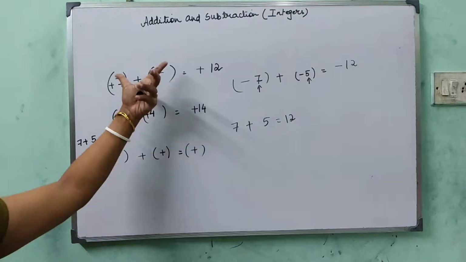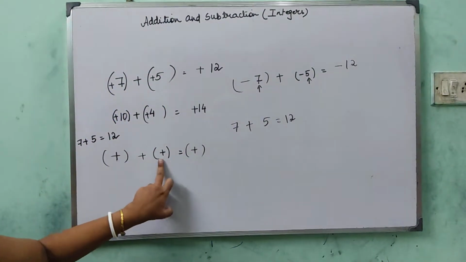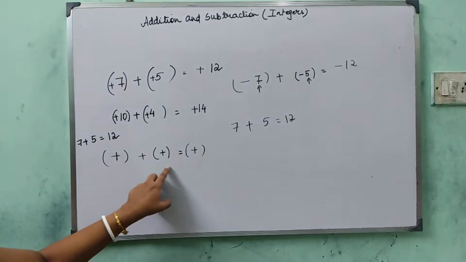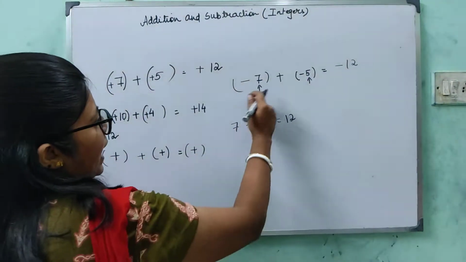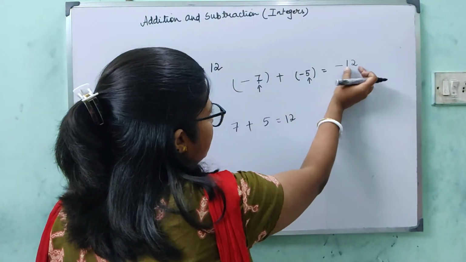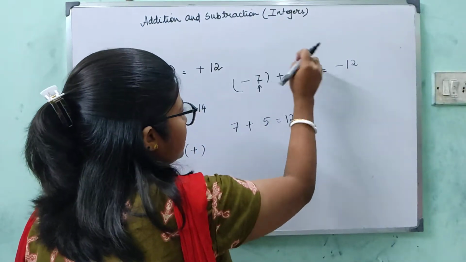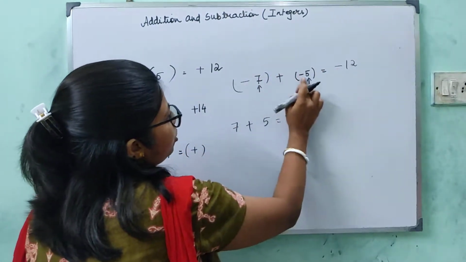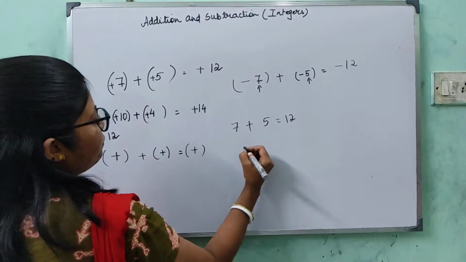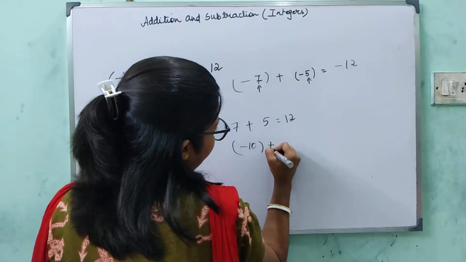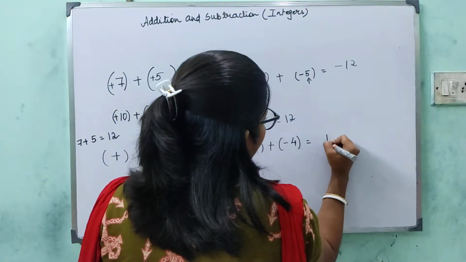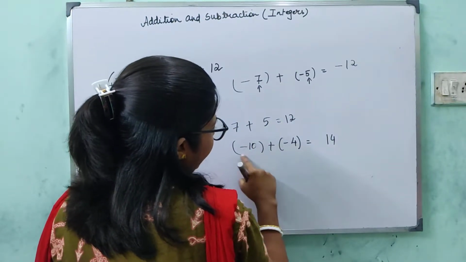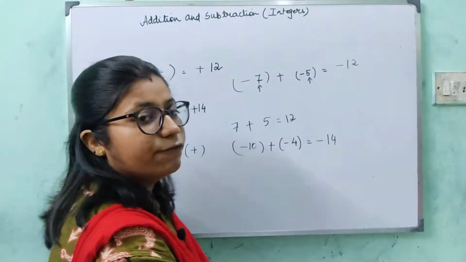Just following this format. We were adding two positive integers. The result was the sum of the two numbers and the sign which the two numbers carried here. Here also same, we are adding two negative integers. What is the answer? The answer will be the addition of these two numbers without thinking of the sign, and what will be the sign? The sign will be the common sign that the two numbers are having. Similarly, if I add minus 10 and minus 4, we get 14, because if I add 10 and 4, I know it is 14. And what is the sign both of them are having? Negative sign. So a negative 14.